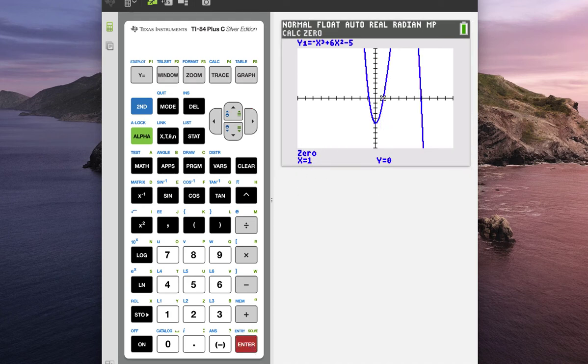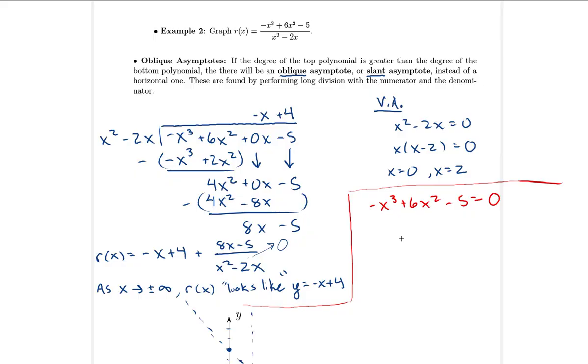So I see x equals 1 as a zero, right? So that's one of them. So that's good. X equals 1. And then, of course, what do we do from there? We do synthetic division, right? So we'd have negative 1 as the coefficient for x cubed, 6, and then we put a placeholder because there's no x term, and then negative 5.